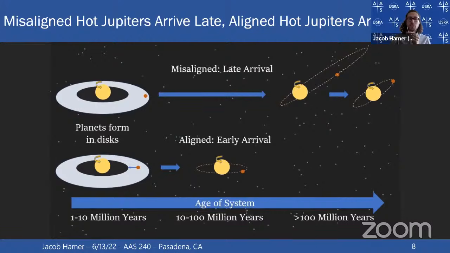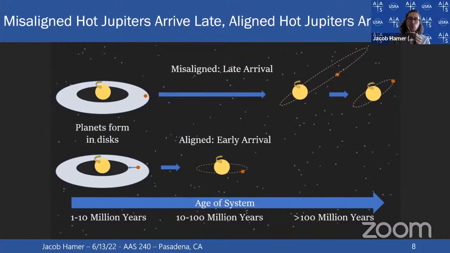And on the left, in the middle panel, I'm showing you how we think one way hot Jupiters may form. Planets form from the disk of gas and dust that surround their stars. And so we think that aligned hot Jupiters form within that disk and are able to migrate into their present locations before the disk disappears, which happens very early in a system's lifetime. Or it may be that they form in their present locations. But when the disk dissipates, you have a hot Jupiter aligned with its host star's rotation.